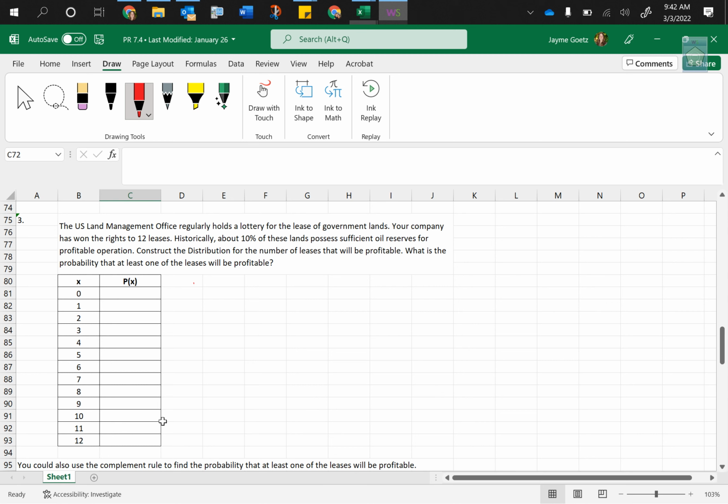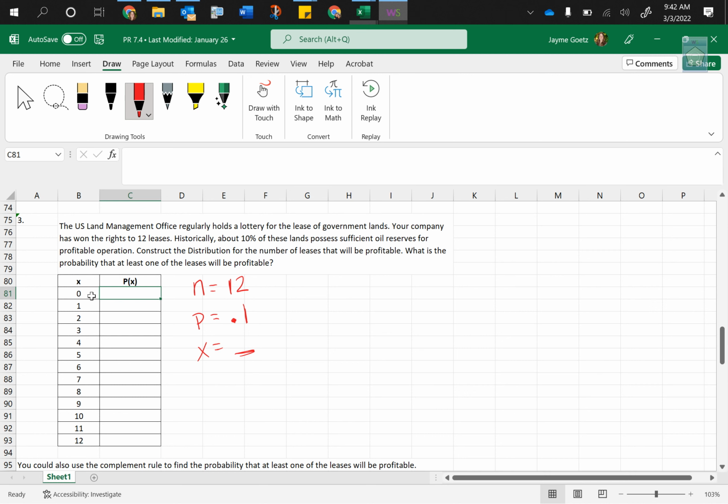Now X, I'm going to leave blank for a minute, because we are going to come over here and fill out this table in order to give us the probability for each one of these. Like, what's the probability that I'm not going to have any of them? What's the probability that only one of them is going to give me? Does that make sense?